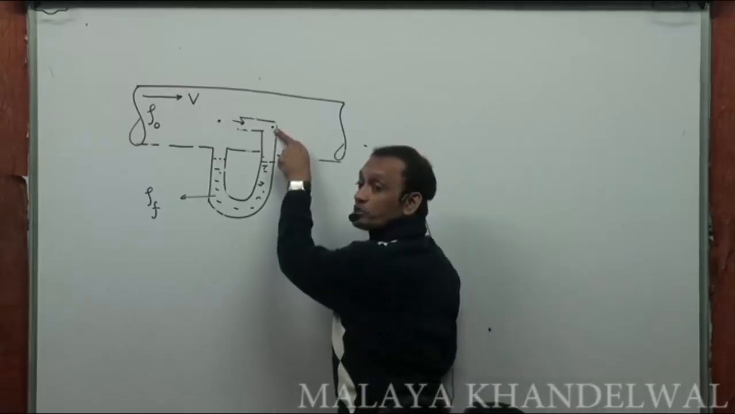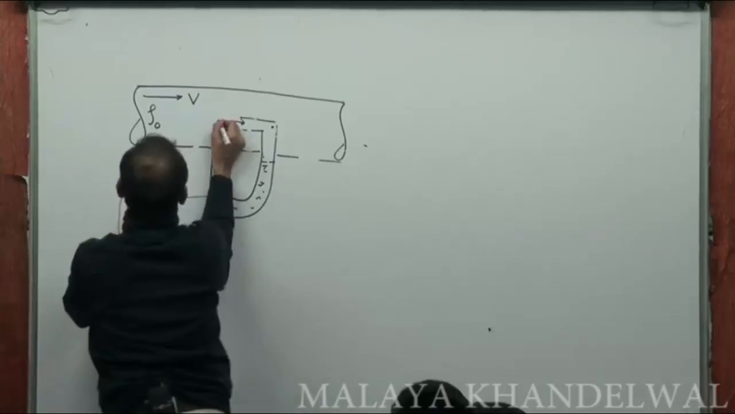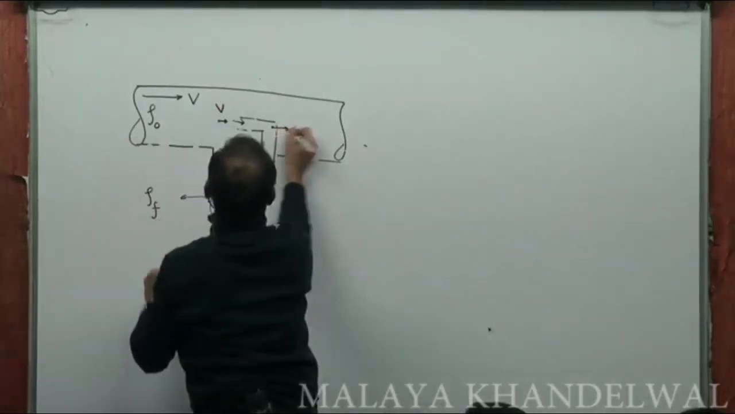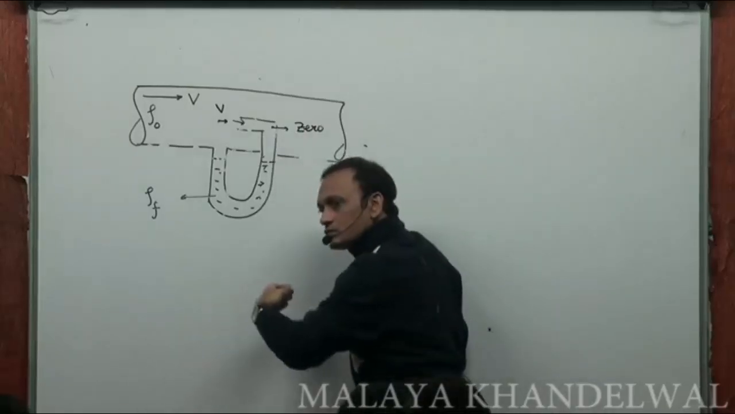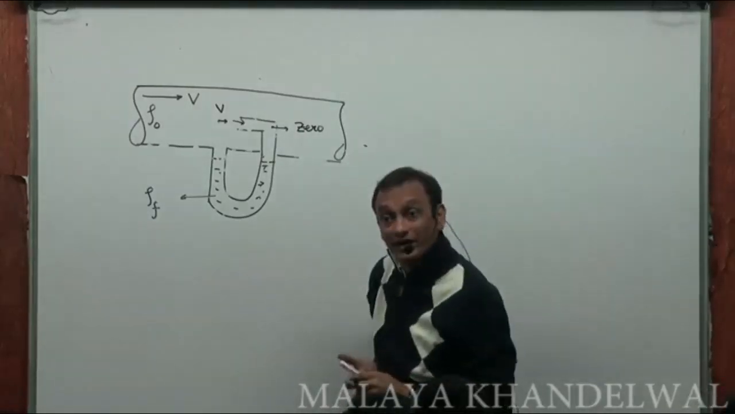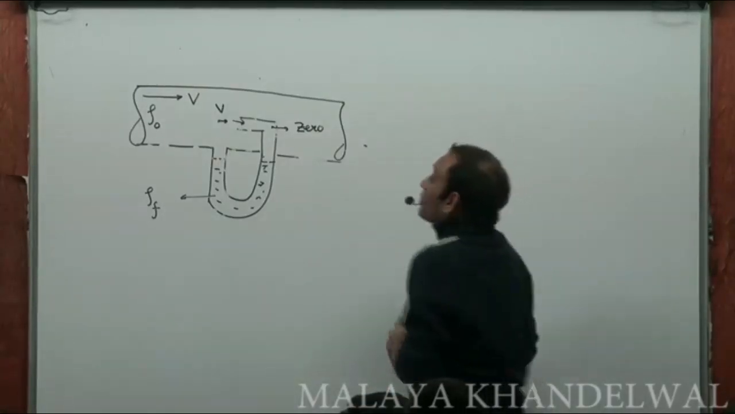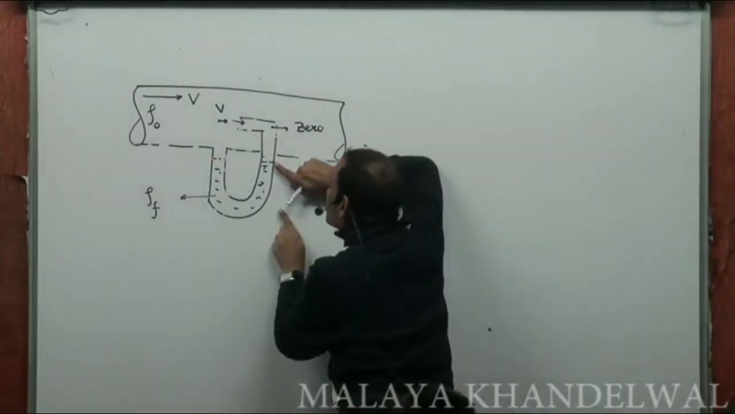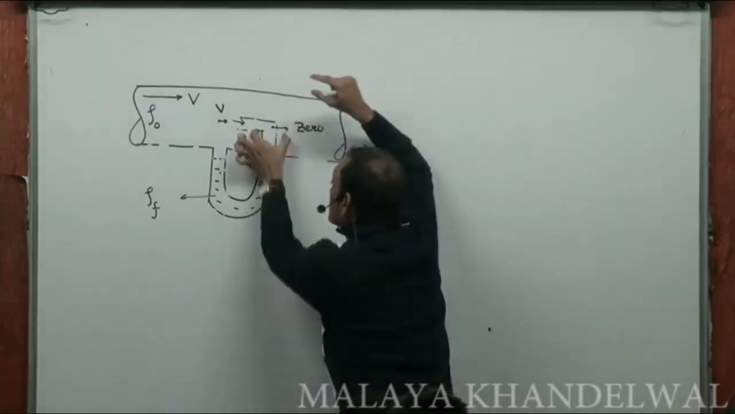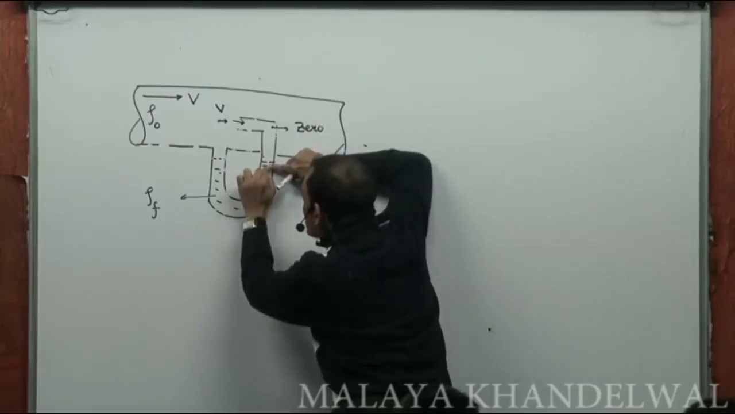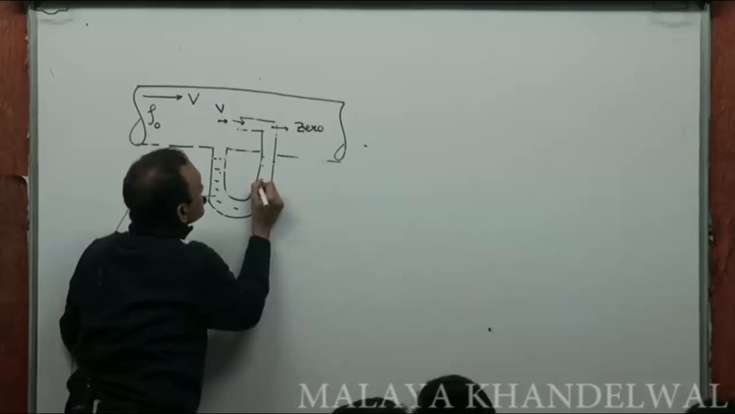Obviously, at this point, velocity becomes 0. At this point, velocity is v, right? At this point, velocity is 0. So if the velocity decreases, pressure must increase to be consistent with Bernoulli's requirement. Consequently, this level is pushed down because of greater pressure above this limb. This experiences greater pressure, and therefore this gets depressed.